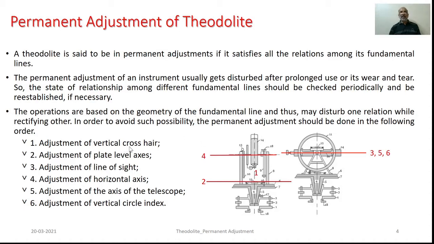So that order is, first we have to adjust this particular vertical crosshair, then go for the adjustment of this particular plate level axis. Thirdly, we'll be going for adjustment of line of sight. Then we'll be going for adjustment of this particular horizontal axis and the adjustment of axis of telescope and adjustment of vertical circle index follows this fourth adjustment.